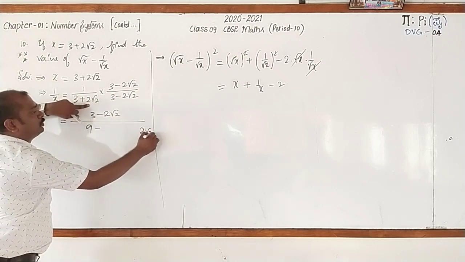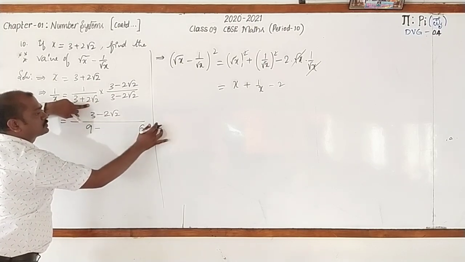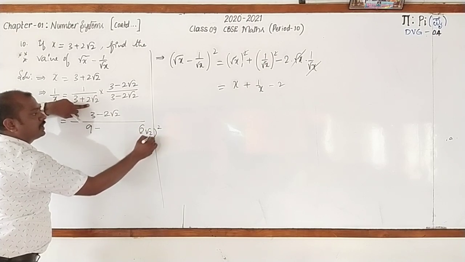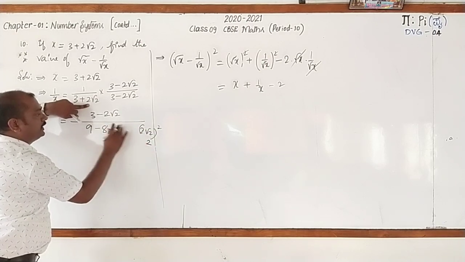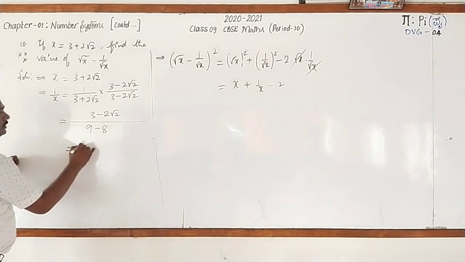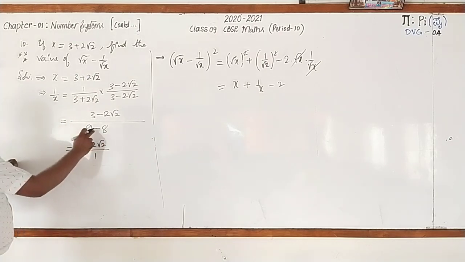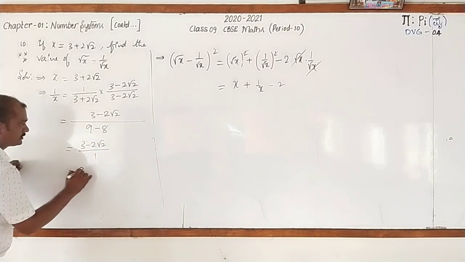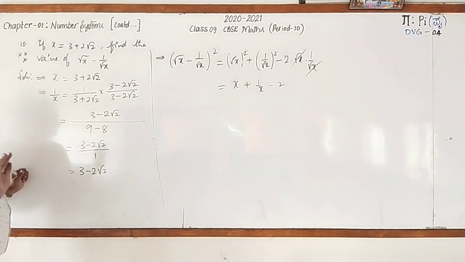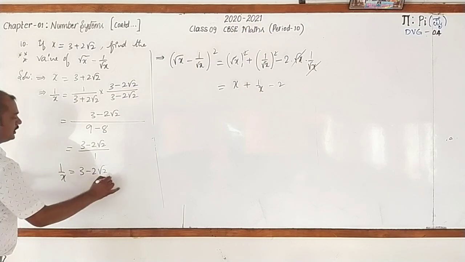Root 2 whole square, that is, what is 2 square? 4. Root 2 whole square, 2. 4 2s are 8. It is equal to 3 minus 2 root 2 by 1, because 9 minus 8 is 1. It is 3 minus 2 root 2. Clear? This is the value of 1 by x.